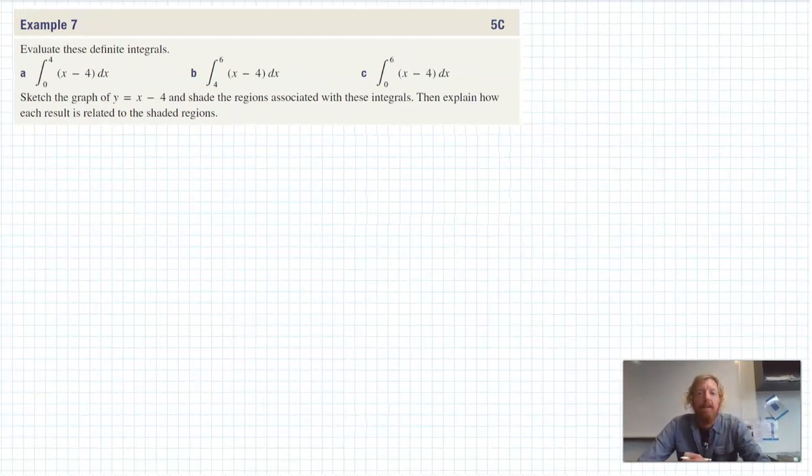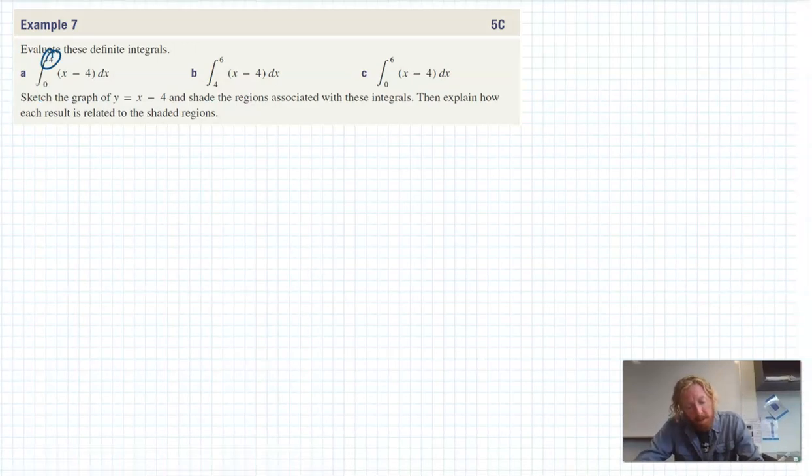Evaluate these definite integrals. Sketch the graph of y equals x minus 4 and shade. Okay, so let's just have a look at it. They're asking here from 0 to 4. They're asking here from 6 to 4. They're asking here from 0 to 6. So I'll just sketch the whole thing from 0 to 6, and then we can have a look at it.